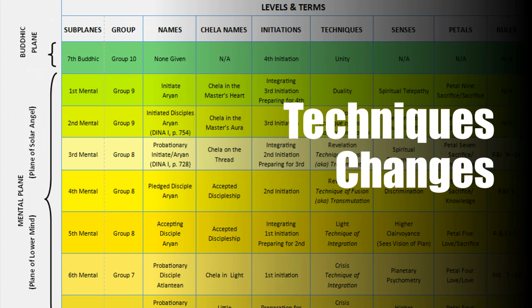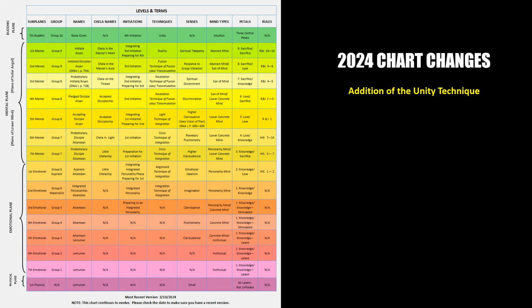Now we're going to look at some changes made in the techniques column. So the main difference here is I have added the word unity from the Eclairf model up into the Boudic plane, and that is why I put in the Boudic plane level, because I believe that this part of the Eclairf model, and the words for the Eclairf model are here under the techniques, really goes up into the Boudic plane. And I don't have any concerns about doing this either.